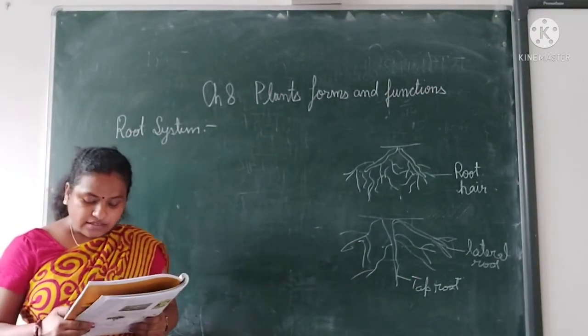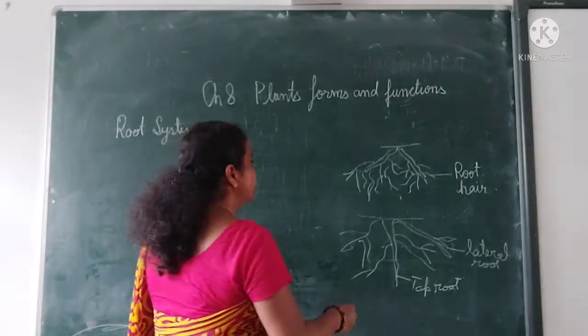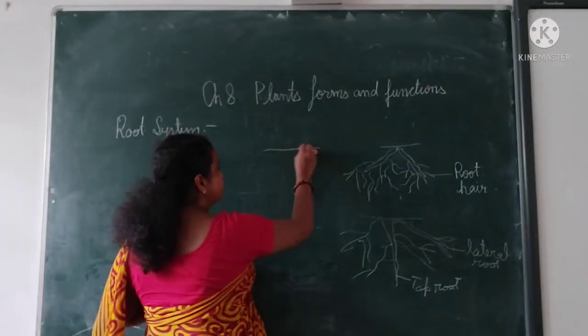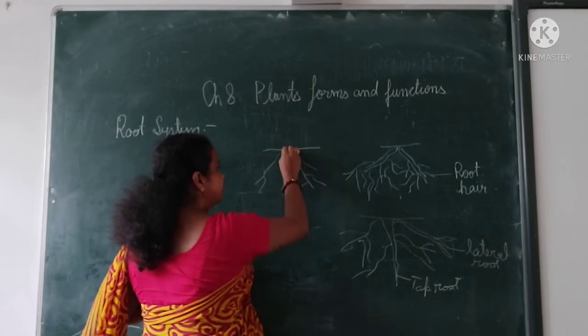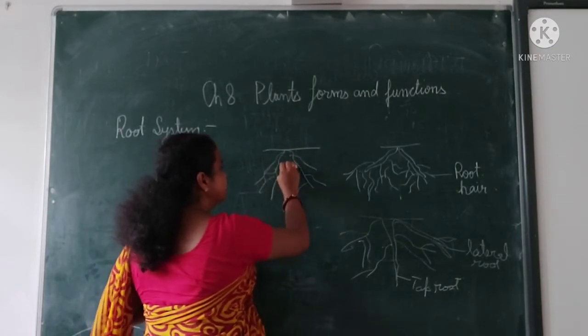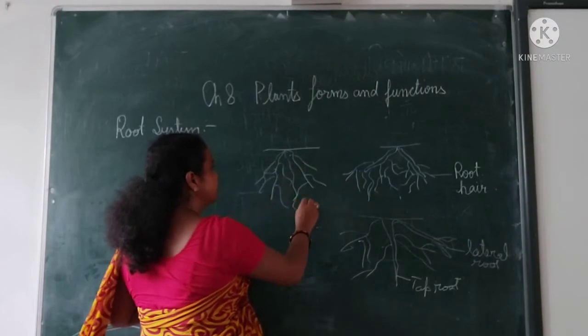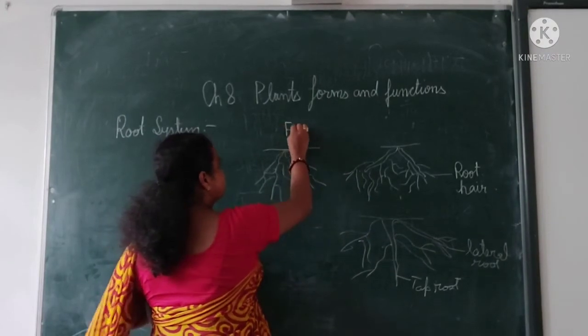Then the fibrous root system. What is the fibrous root system? You must have seen this type of root, which starts like a fiber. Have you seen this type of root? This is fibrous root.